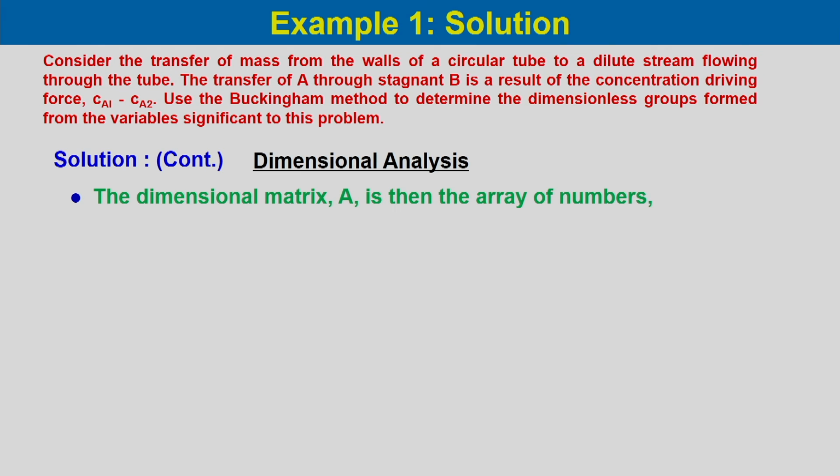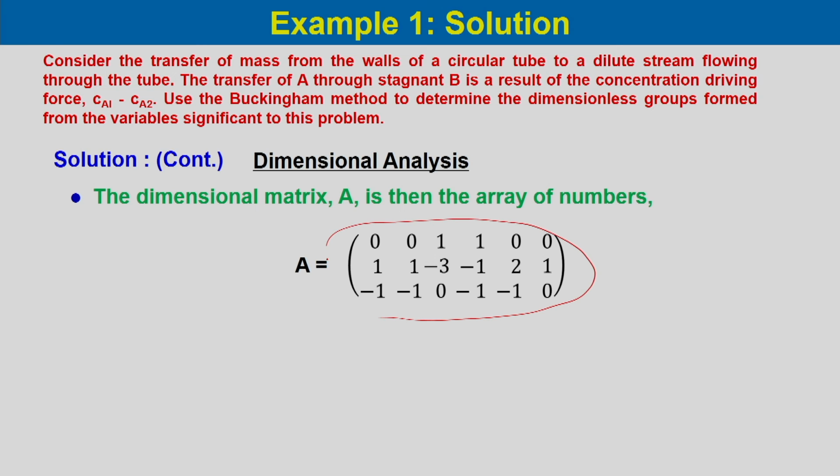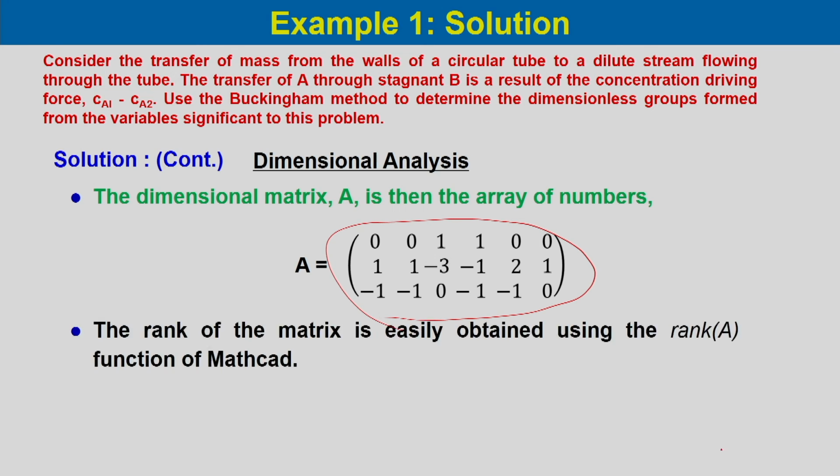Now, the dimensional matrix A is the array of numbers, which we can write. The A matrix would be equal to what is shown in the tabulation. This is the A matrix. The rank of this matrix can easily be obtained using the rank function of MathCAD or any other software. You can use Mathematica or MATLAB to calculate the rank of the matrix.